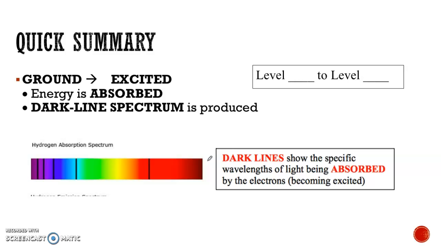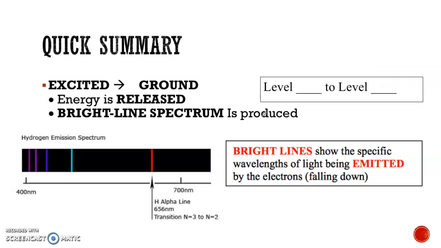So when we go from ground to excited state, energy is absorbed. That's basically us going from like level 1 to level 2, right? And we had this dark line spectrum produced. Dark lines show the specific wavelengths of light being absorbed by the electrons. So anytime we see these dark lines, that's where the energy is being absorbed. That's where the electron becomes excited at that specific wavelength, right?